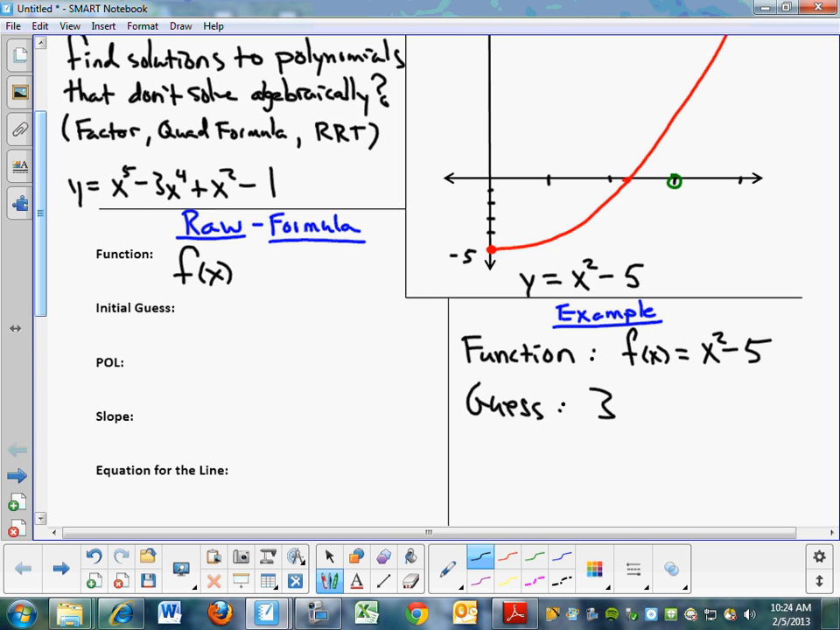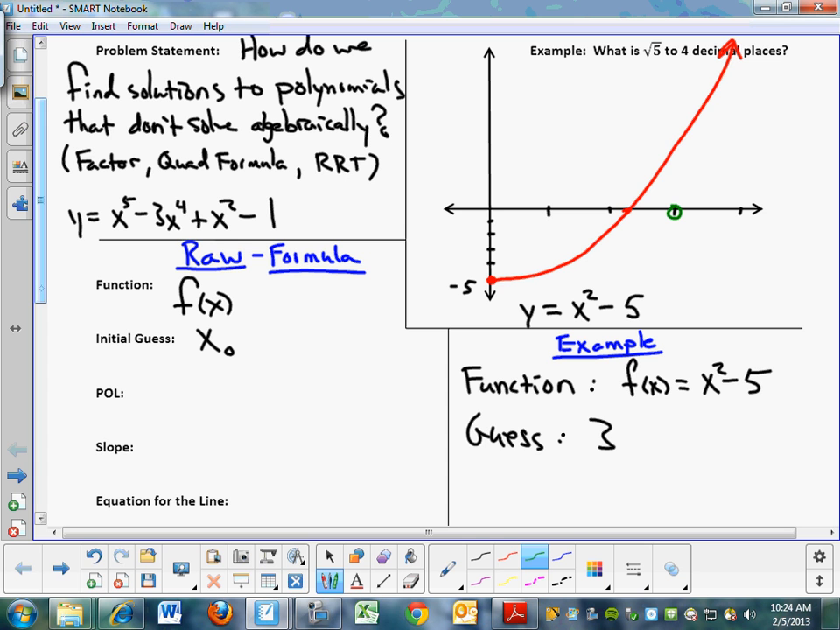For the raw work over here, we're going to call our initial guess x sub 0. That's our initial guess. That's what we want to start with. Now, I got to jump a couple steps ahead so you understand the whole process, but here's what Newton said. Newton said, I can tell that 3 is a ways from that spot. But what I need to do is get close to that spot. So what I'm going to do is figure out what the height of the function is at 3.